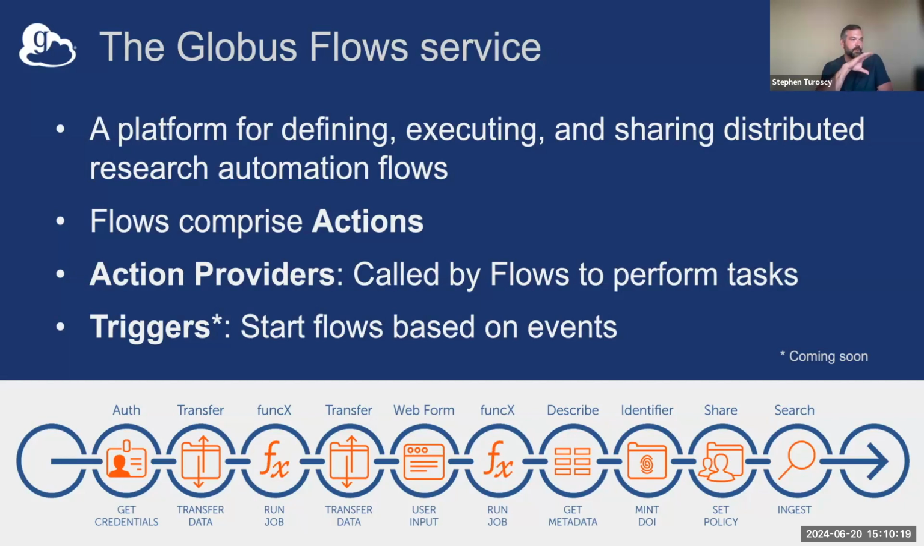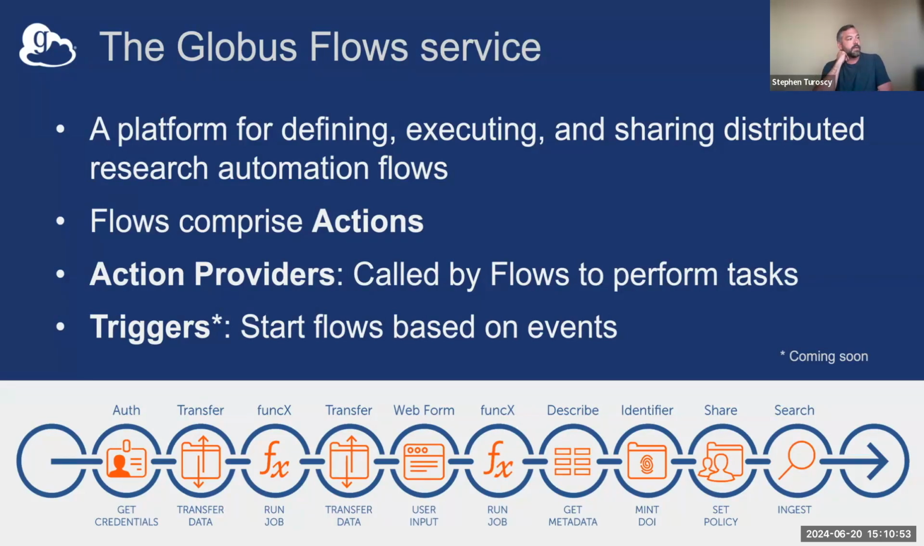So this particular flow describes auth and transfer, some compute functions running and maybe transferring the results of that compute somewhere else. A user input web form, which kicks off another compute resource. And then that ingests into a search index somewhere, which gets identified and then shared and able to be searched. All of those things, if you look above, are called actions, and there are subsequent action providers. So the action providers are called by flows to perform these tasks.